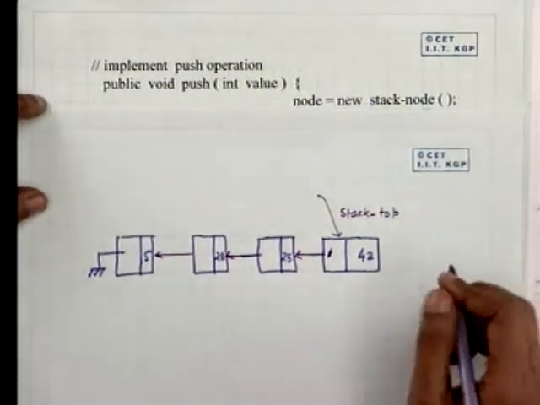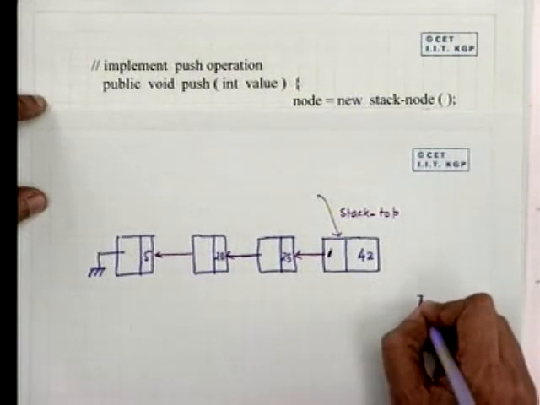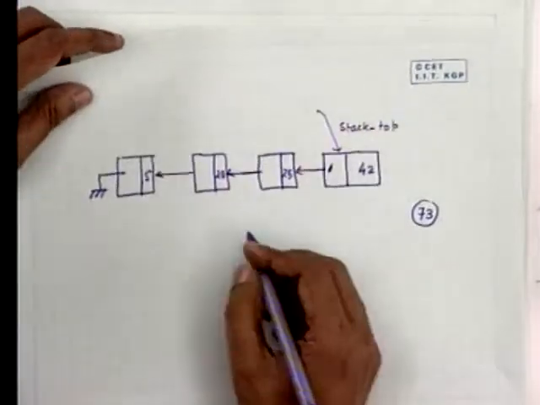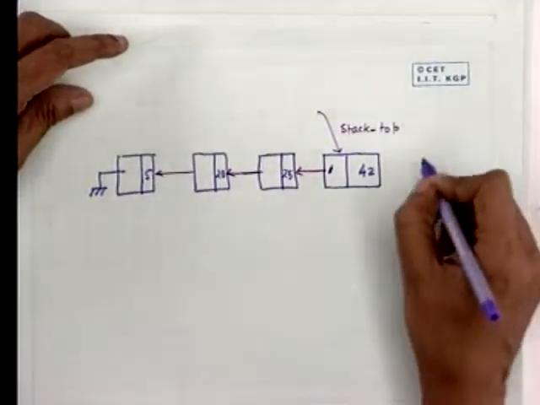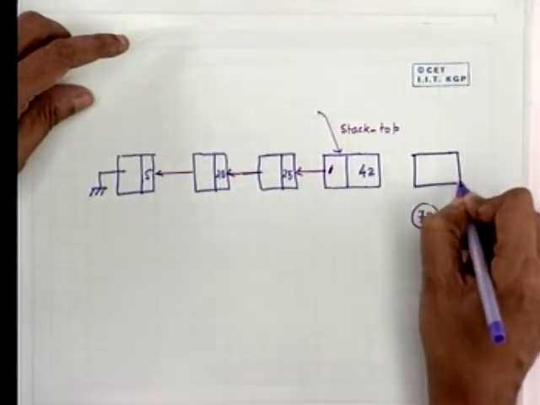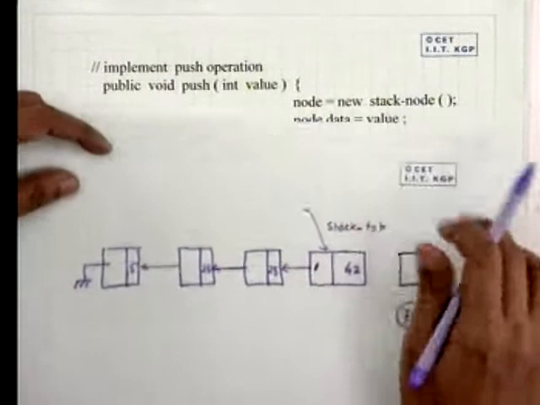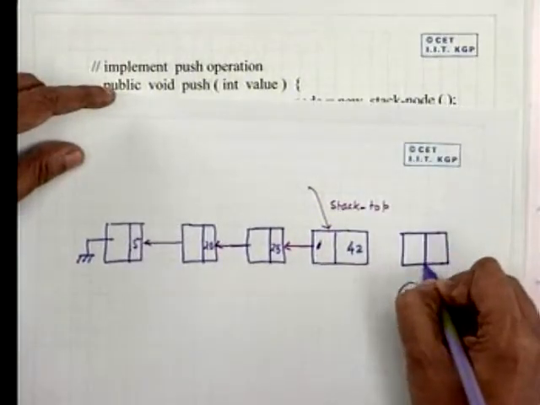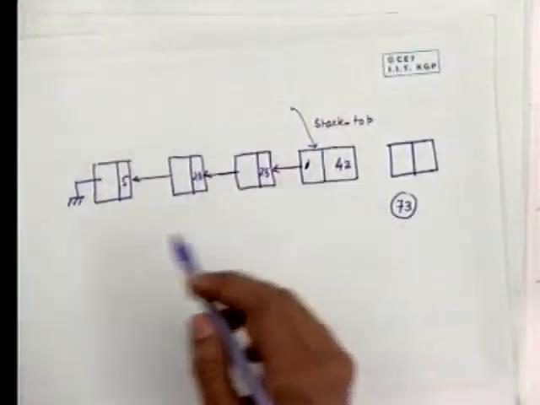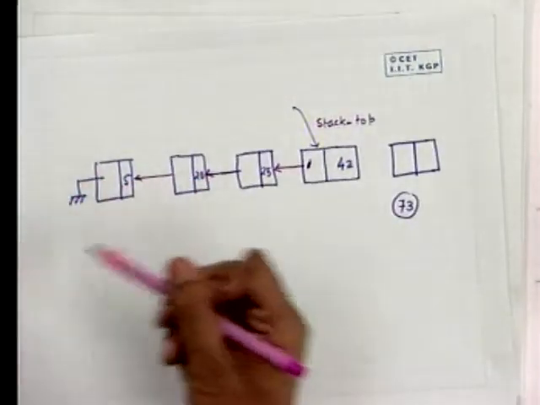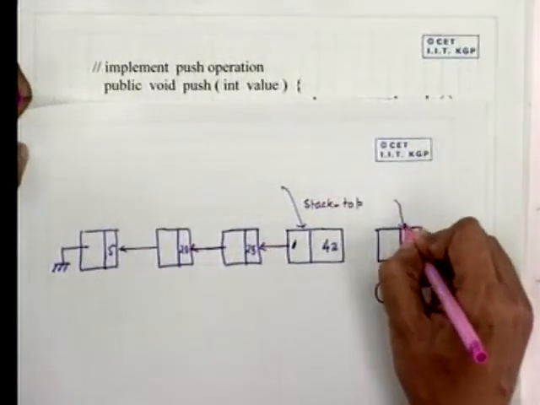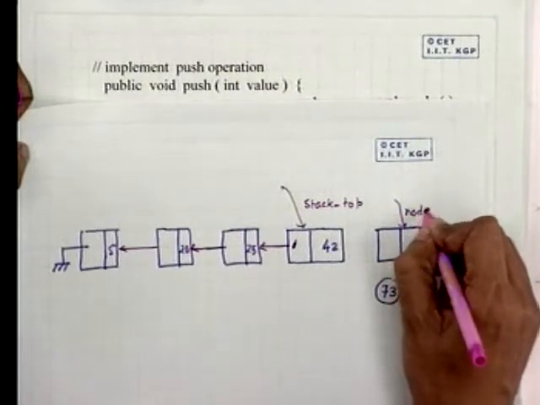Now suppose I want to push a value, let us say 73. According to this code, first of all you create a node with the value 73. So we are creating a new stack node, which will have two elements: one is the value, where we will store the value, and the other is a link. So we create an element of stack node, and node now refers to the element which is referred to by node.